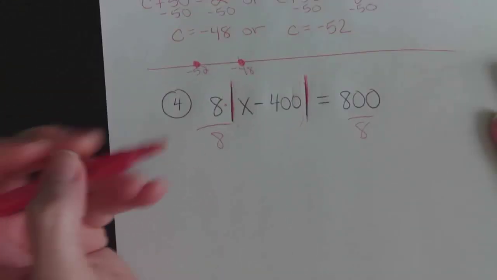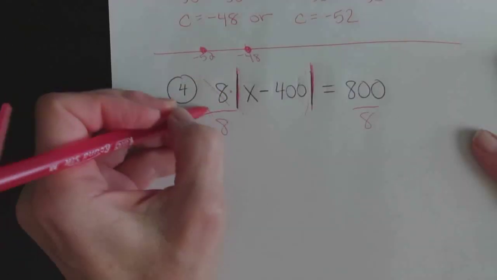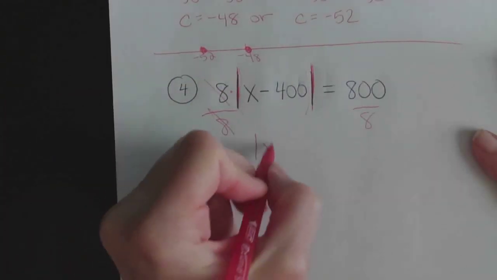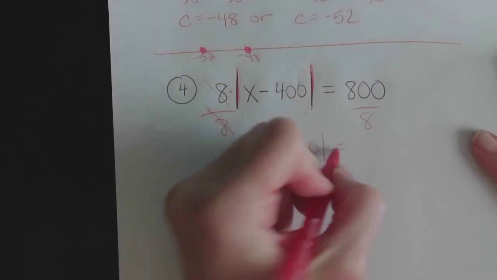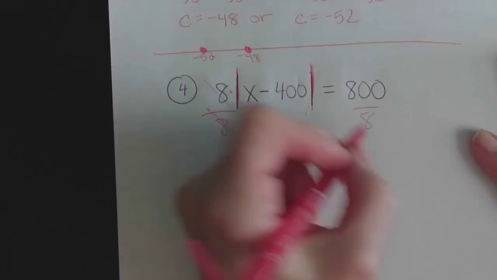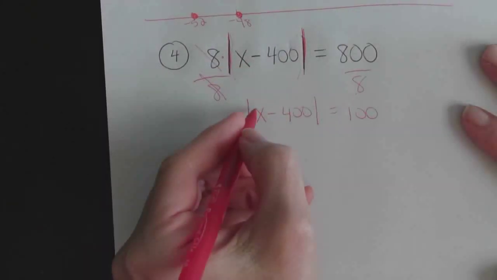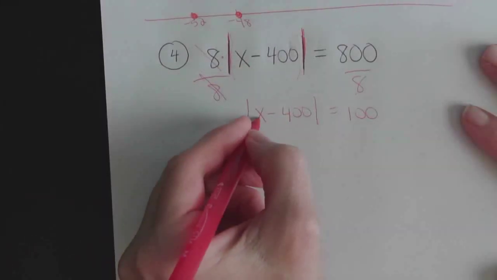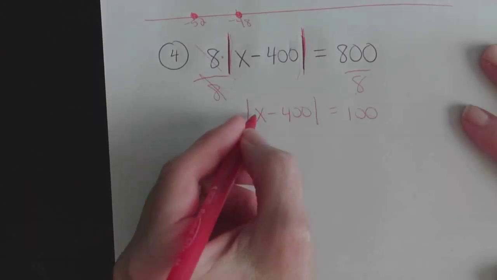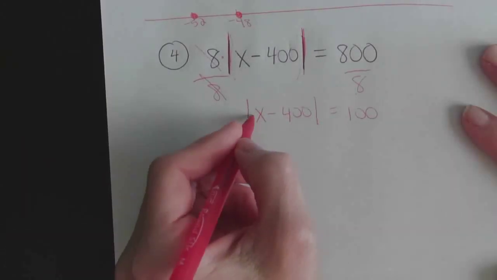So I'm hoping that you're thinking divide both sides by 8. The 8 is being multiplied, and what undoes multiplication is division. So if you divide by 8, these will knock out, and you'll be left with the absolute value of x minus 400 equals 800 divided by 8 is 100. And now you're ready to go.